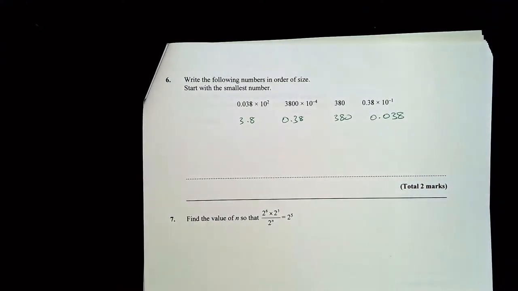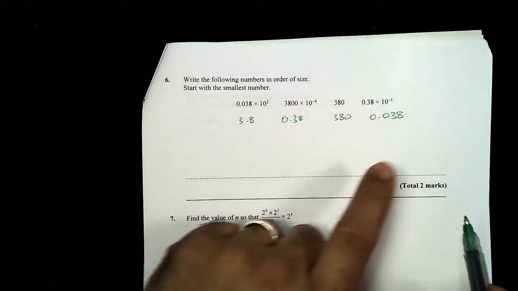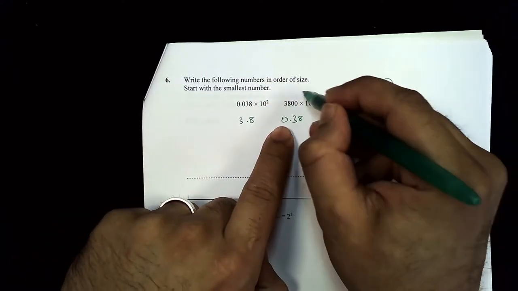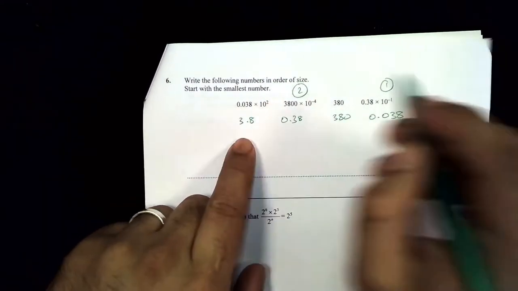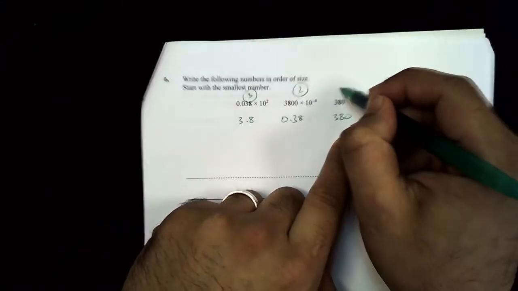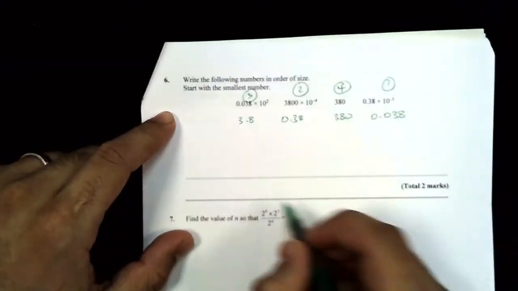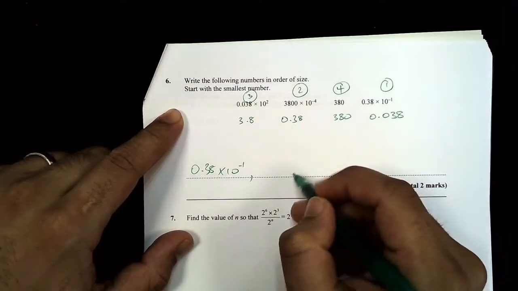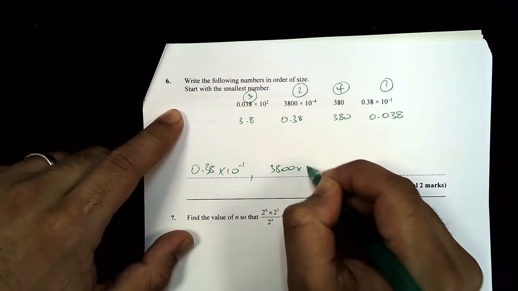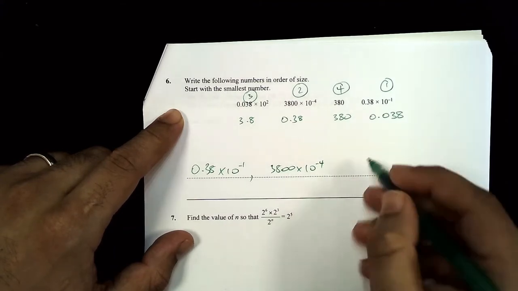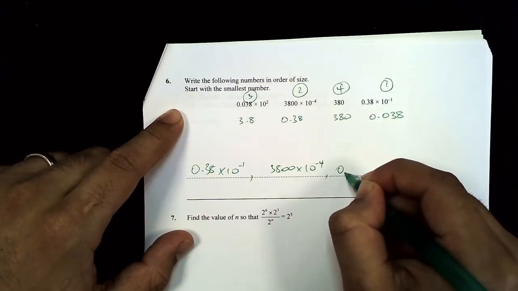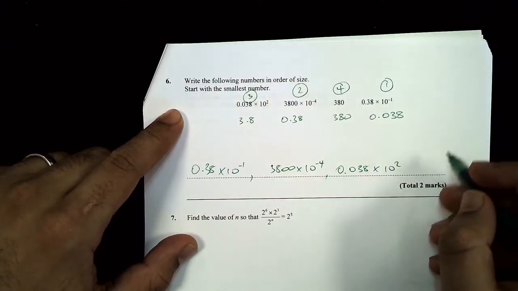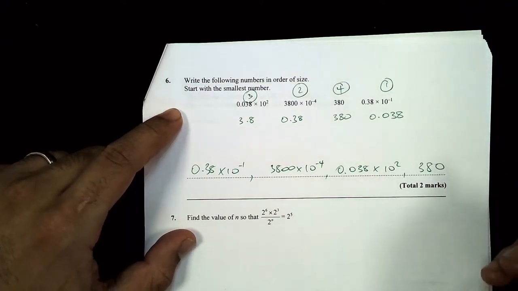So in order of size, the smallest one is this one. So this is number 1. Then after that is this one. This is number 2. Then after that is this one. This is number 3. And after that is that one, number 4. So writing them in order of size, 0.38 times 10 to the minus 1, that's number 1. 3,800 times 10 to the minus 4, that's number 2. 0.038 times 10 squared, that's number 3. And then the biggest number was just 380.